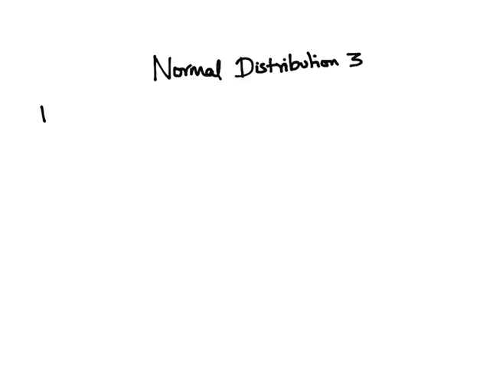Now it's the 14th problem of the worksheet. The weights of a group of children are normally distributed with a mean of 22.5 kilograms and a standard deviation of 2.2. So mu is 22.5 and sigma is 2.2. Right.